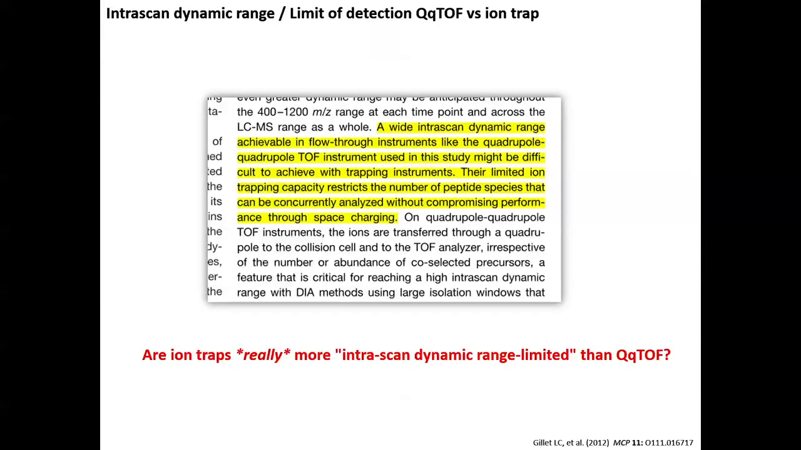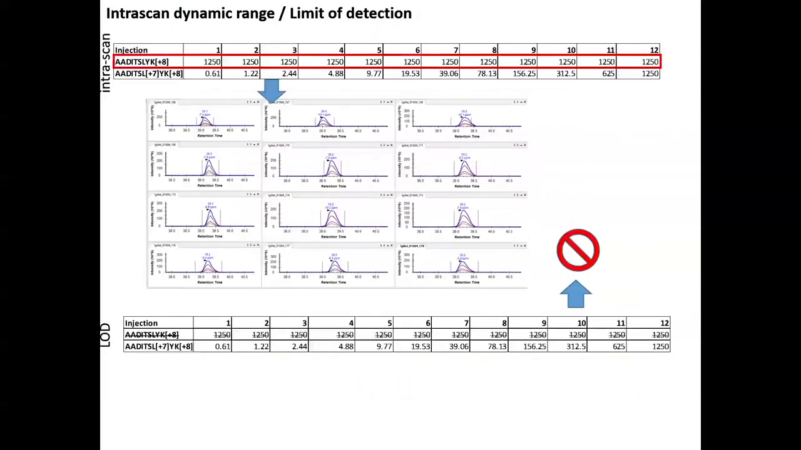And when we got the LUMOS, I revisited that question, and I wanted to check whether ion traps are really more intrascan dynamic range limited than Q-TOFs. This is the exact same experiment. So I repipetted all the peptides, all the mixtures together. These are the same 2 peptides freshly diluted in a yeast background, exactly like in the SWATH paper. And this is basically the data. This is the intrascan dynamic range experiment, and this is the limit of detection experiment.